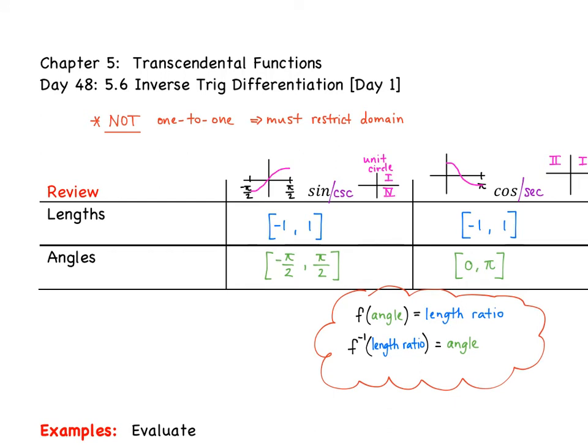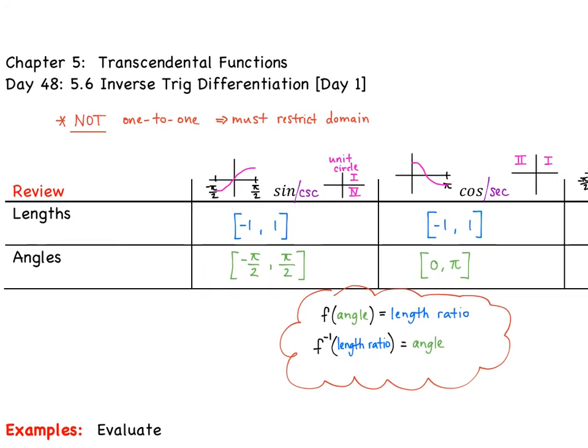So if we go from negative pi to pi for our sine function, that will give us one period there, and we'll have a length of negative 1 to 1, and our angles go from negative pi over 2 to pi over 2. So when we're talking in the unit circle, that's going to put us into quadrant 1 and quadrant 4, because we're going from negative pi over 2 to positive pi over 2. So this accounts for sine and cosecant.